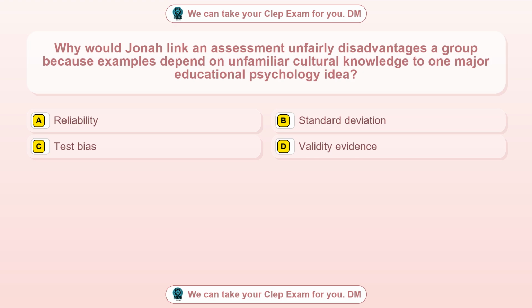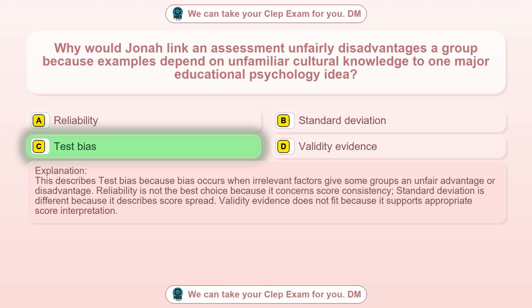Question 70. Why would Jonah's assessment unfairly disadvantage a group, because examples depend on unfamiliar cultural knowledge, according to one major educational psychology idea? Option A, reliability. Option B, standard deviation. Option C, test bias. Option D, validity evidence. The correct answer is option C, test bias.